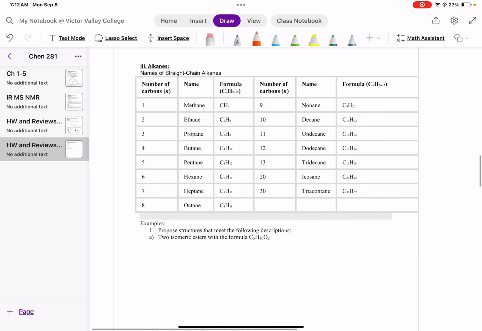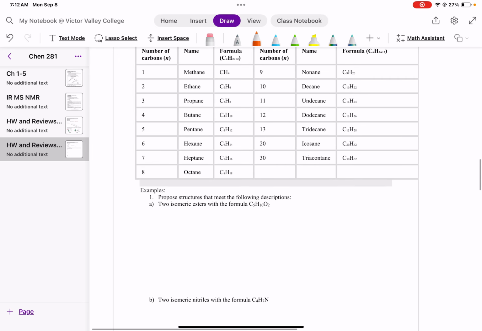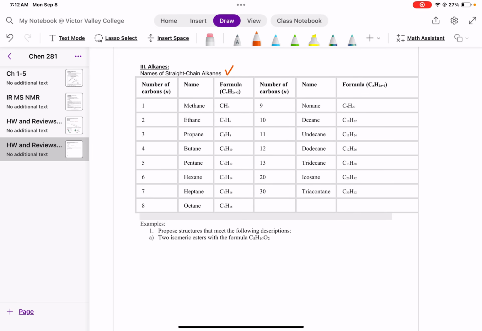Okay, and here are the names of the non-cyclic or straight chain alkanes, and we got 10 of them. Well, in this case we have more, 10, 11, 12, 13, 14, 15, and 20 and 30. So know this, because these are the foundations, the fundamental molecules of all other alkanes.